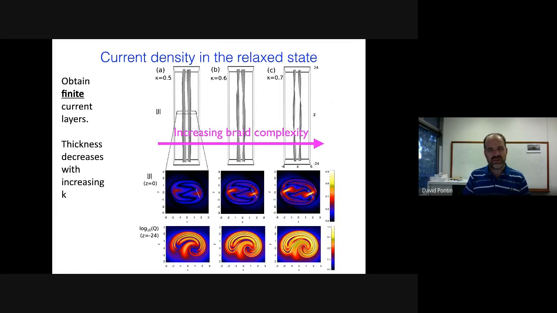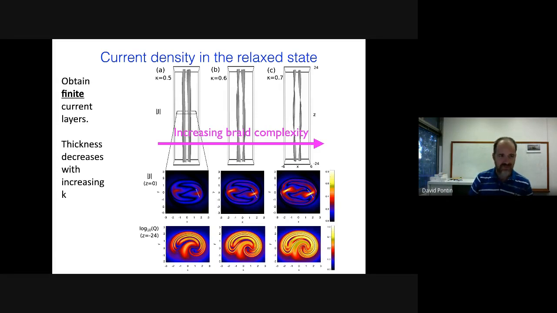So that's what we've done here. There are 3 different values of K, so going from left to right in these columns, we're looking at increasingly tangled magnetic fields, or increasingly braided magnetic fields. That's shown by Q again in the bottom panel. And then the top panels and the middle panels are 3-dimensional views of the current density and then a cut through the midplane. And what we have is current layers that have a finite thickness, but that thickness is decreasing as we move from left to right, or in other words, as we consider increasingly complex degrees of tangling.